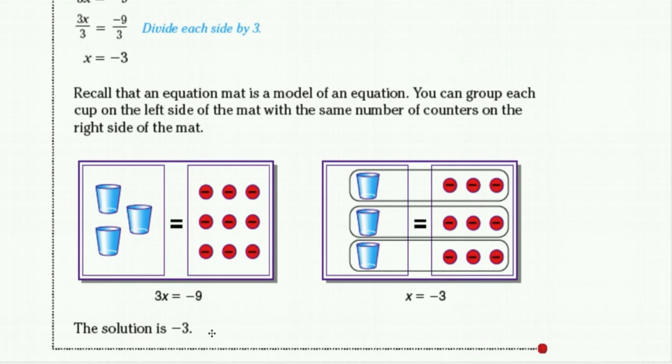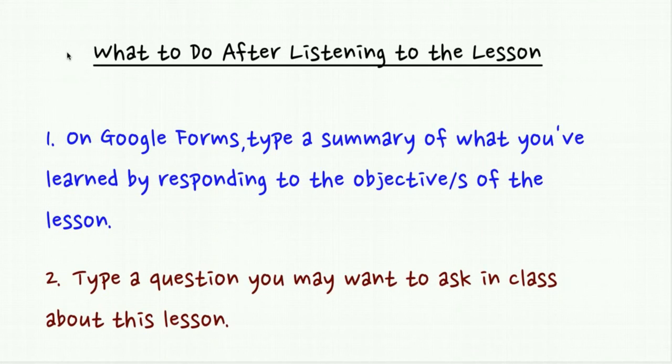Okay? And that concludes our lesson for today. On Google Forms or My Big Campus, type a summary of what you've learned by responding to the objectives of the lesson. Type a question you may want to ask in class about this lesson. Thank you.